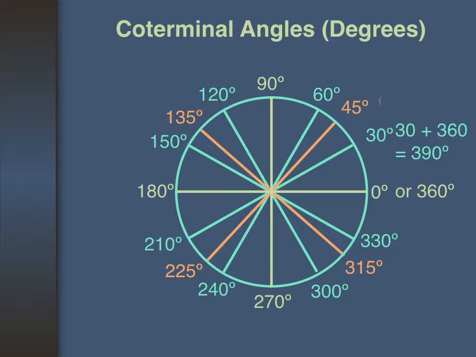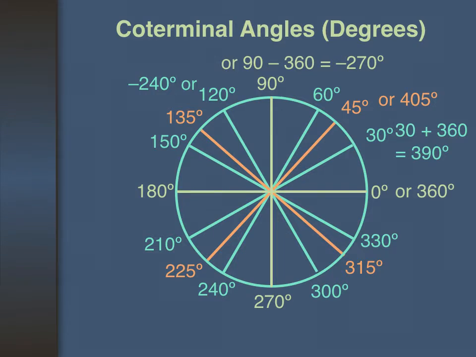45 degrees plus 360 is 405 degrees. We can also subtract 360 away from any of these angles to get a coterminal angle. So if we look at 90 and we subtract off 360, we get negative 270 degrees. And 120 minus 360 equals negative 240 degrees. So that's a coterminal angle with the 120.